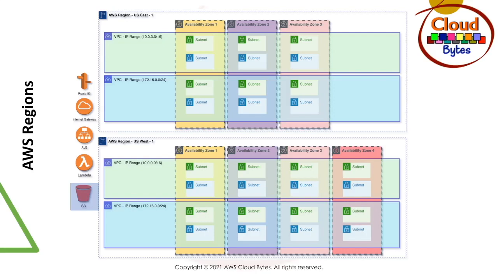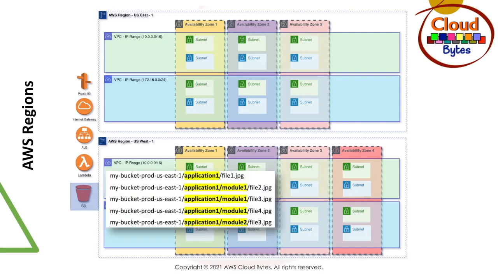So if you have an S3 bucket in US West 1, it will not allow you to have the same bucket name in West 2. Let me give you an example of a bucket. The bucket name here is my-bucket-prod-us-east-1, and that is unique. You cannot have the same bucket name in multiple regions, and that's the reason we are adding the region as part of the name within the bucket.